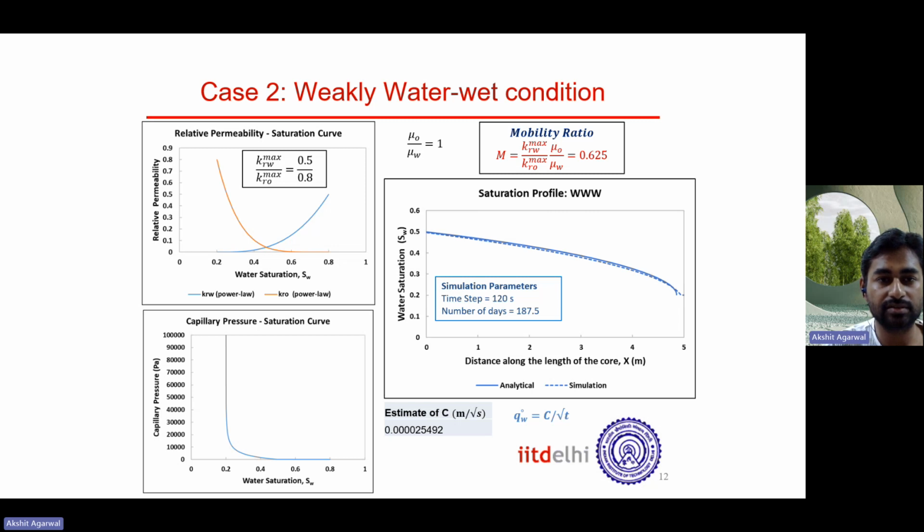Now I will talk about the other condition of weakly water wet. We use different curves as input, and here the viscosity ratio is 1 and the mobility ratio is 0.625. You can see from the saturation profile that there is a close match with the semi-analytical solution for the weakly water wet case. This is done for a comparably larger number of days, and the saturation profile is plotted when the wetting fluid reaches near the producer end.